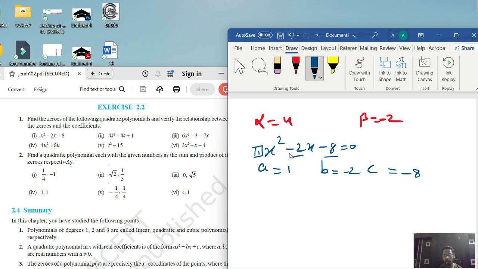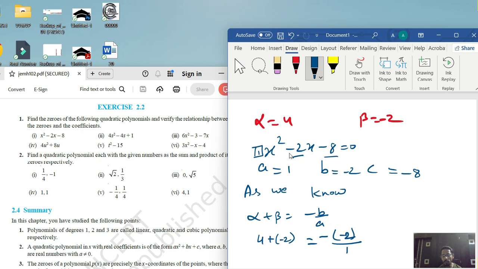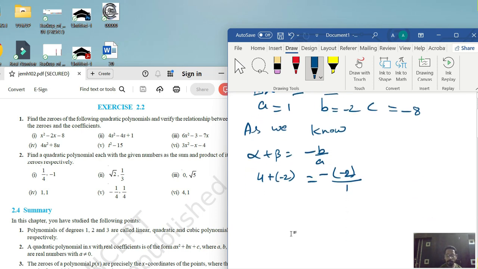Okay, as we know, alpha plus beta is equal to minus b by a. So you can write here sum of the roots also. So now alpha is 4 and beta is minus 2, minus b, and b is minus 2, a is 1. So we can say 4 plus minus 2 is equal to minus minus 2 by 1, we can say 2 is equal to 2.